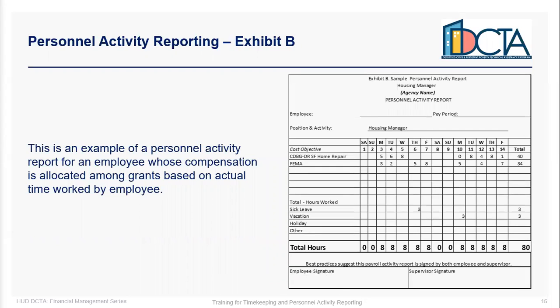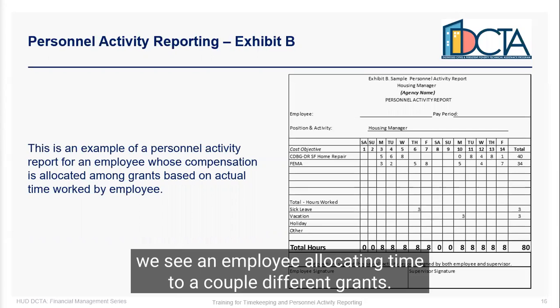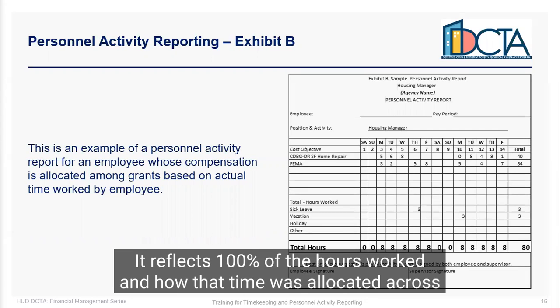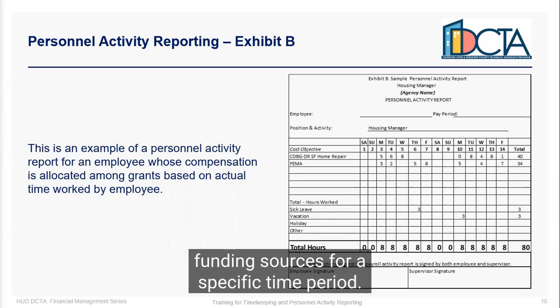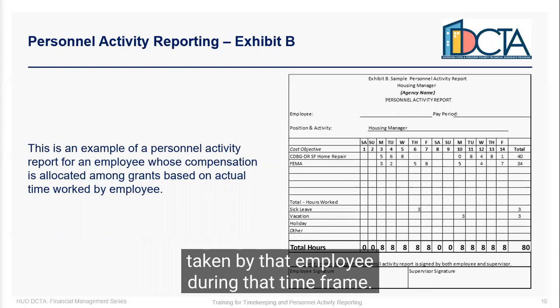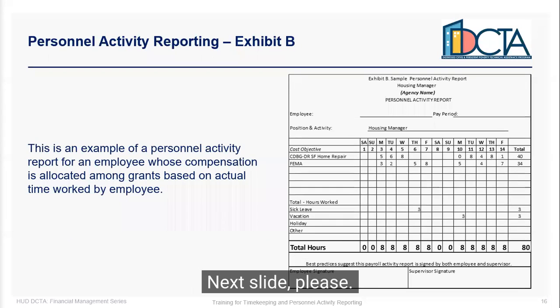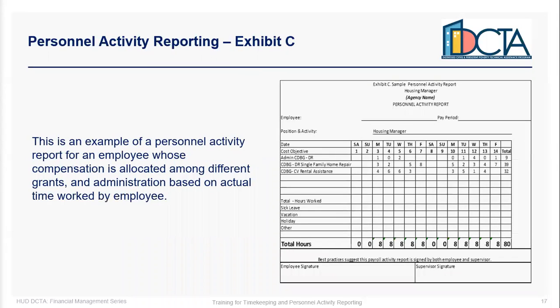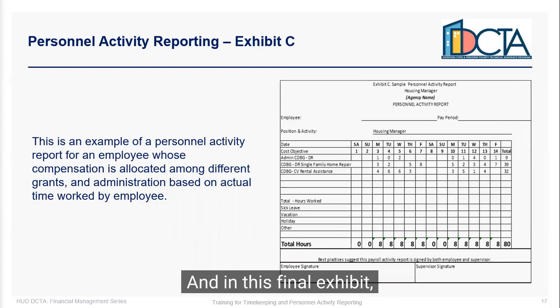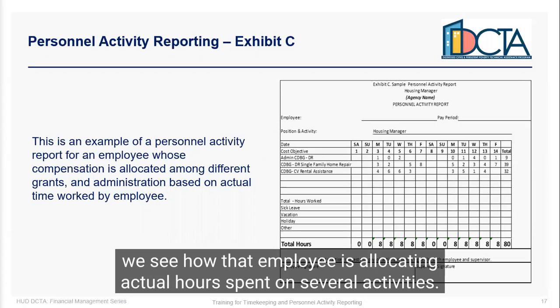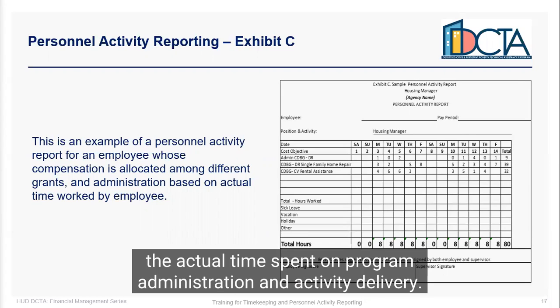In this exhibit, we see an employee allocating time to a couple different grants. It reflects 100% of the hours worked and how that time was allocated across funding sources for a specific time period. It also reflects sick and vacation time taken by that employee during that time frame. Next slide, please. And in this final exhibit, we see how that employee is allocating actual hours spent on several activities. This employee has also identified the actual time spent on program administration and activity delivery. Next slide, please.